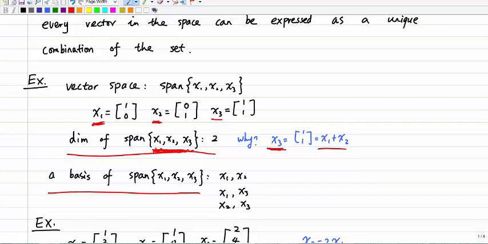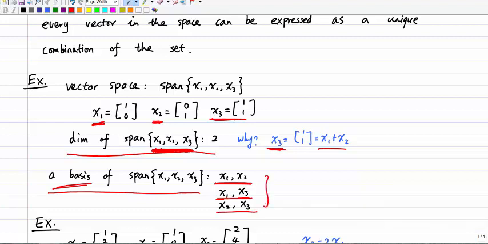For example, because x1, x2 are linearly independent, x1, x2 is a basis. Okay, of course you can also say x1, x3 is a basis. So the basis typically comes from the vectors that created the linear space, and they must be linearly independent, of course. Okay, so x1, x3. Why is x1, x3 also a basis? Because x1, x3 are also linearly independent. Okay, and x2, x3 as well.